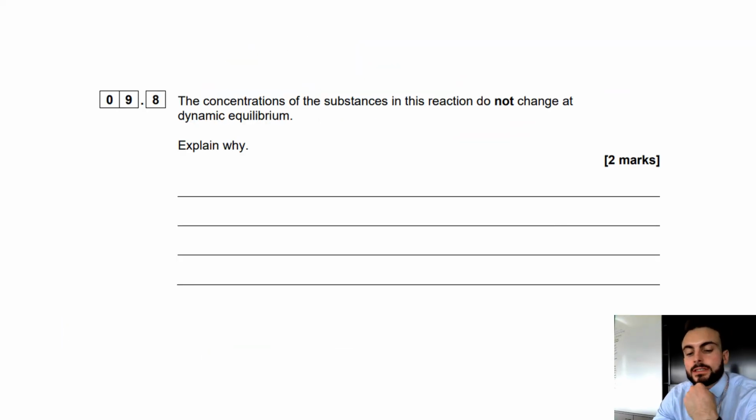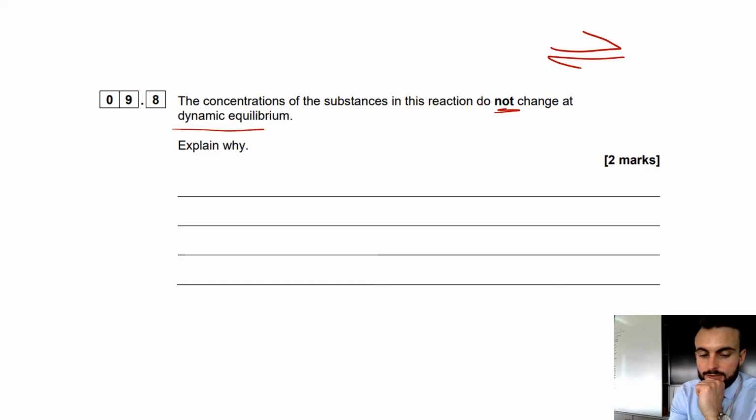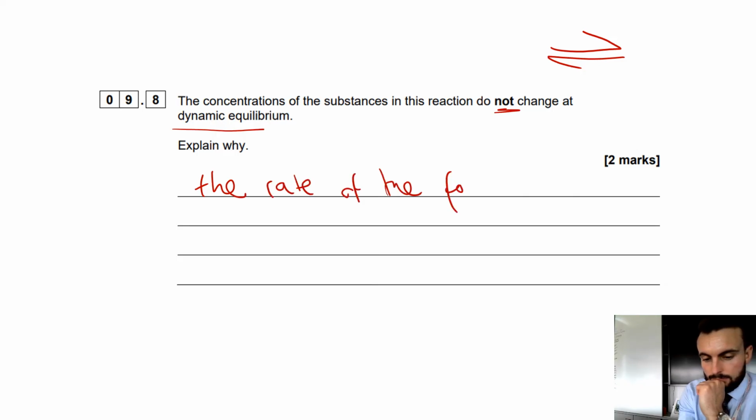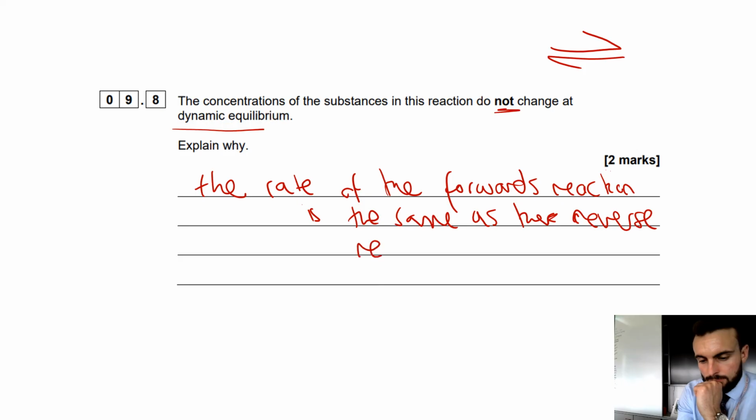The concentrations of the substances in this reaction do not change at dynamic equilibrium. So at the equilibrium point, it's all about reversible reactions. It's at equilibrium because the rate of the forward reaction is the same as the rate of the reverse reaction. So that's literally your answer. Easy enough.